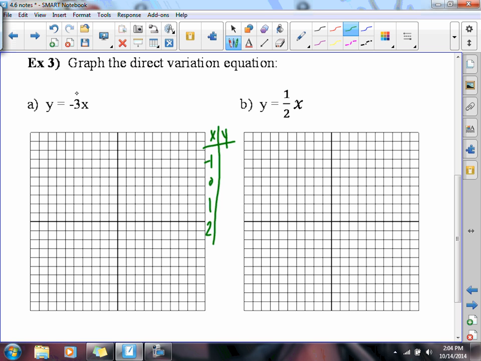Okay, so -3 times -1 would be 3. -3 times 0 would be 0. -3 times 1 would be -3. -3 times 2 would be -6. So those are my values that I'm going to put on my graph so that I can get a picture of the direct variation equation.